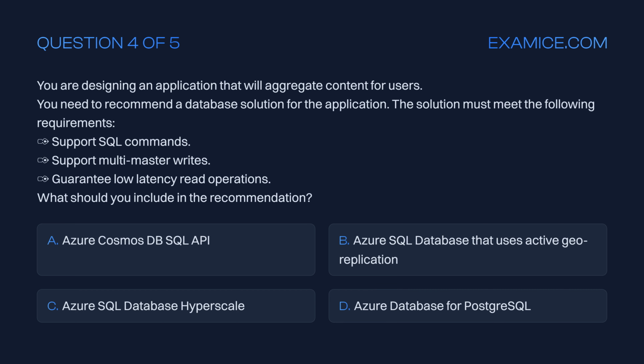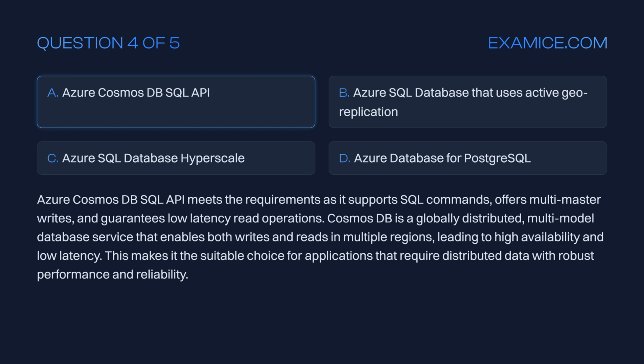The answer is option A. Azure Cosmos DB SQL API meets the requirements as it supports SQL commands, offers multi-master writes, and guarantees low-latency read operations. Cosmos DB is a globally distributed, multi-model database service that enables both writes and reads in multiple regions, leading to high availability and low latency. This makes it the suitable choice for applications that require distributed data with robust performance and reliability.